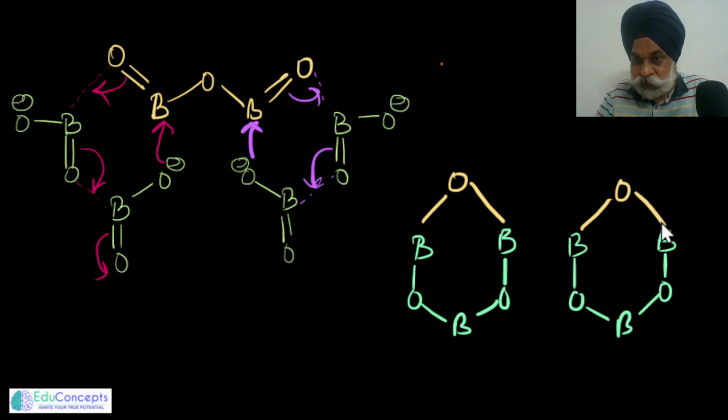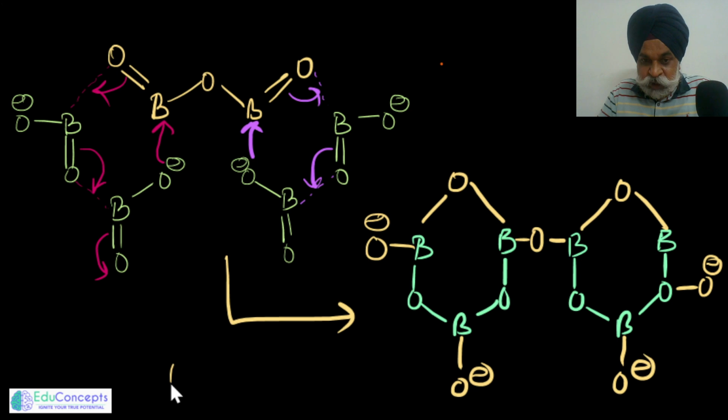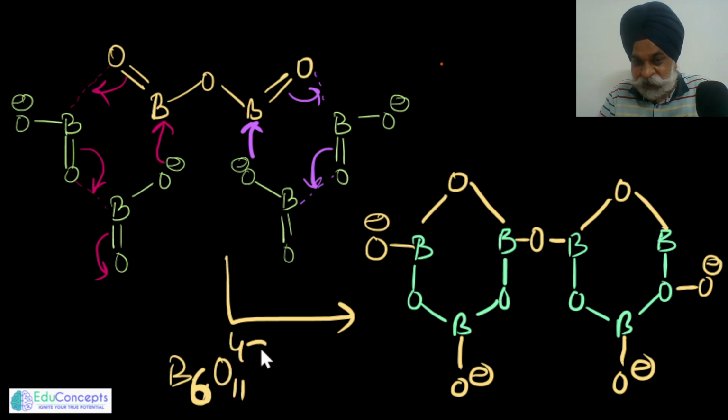This also got joined here, and in between it also got joined here. What we are left with is one negative charge here, one negative charge here, one negative charge here, and one negative charge here. So this is the structure of B4O11 6 negative, or rather B6O11 4 negative. So here how many BOB bonds could you see?